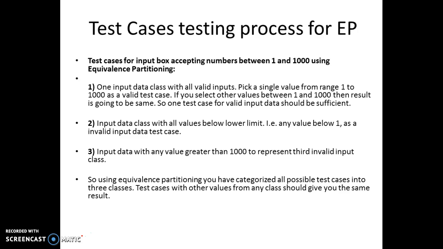As well, we would like to see the invalid data. So the input data class with all values below the lower limit, that is any value below 1, is an invalid input data test case. Then another is the input data with any value greater than 1000, to represent the third invalid input class. So if any one value from beyond the lower limit and the upper limit gives me the invalid output, this means that our case is tested and it is giving us the right data.